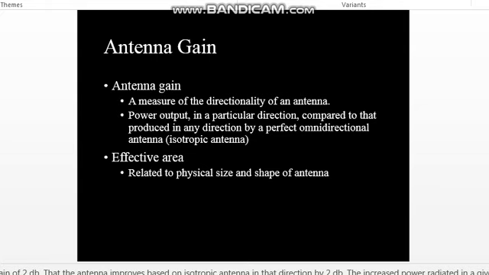So a measure of the directionality of an antenna is known as the antenna gain. It is the power output in a particular direction compared to that produced in any direction by a perfect omnidirectional antenna, that means an isotropic antenna. If we compare an isotropic antenna to the existing antenna, we get the antenna gain, the ratio between these two, which also depends on the directionality of the antenna. There is an effective area related to the physical size and shape of the antenna. If the effective area is greater, there will be better reception or better transmission. What is effective area in that section?